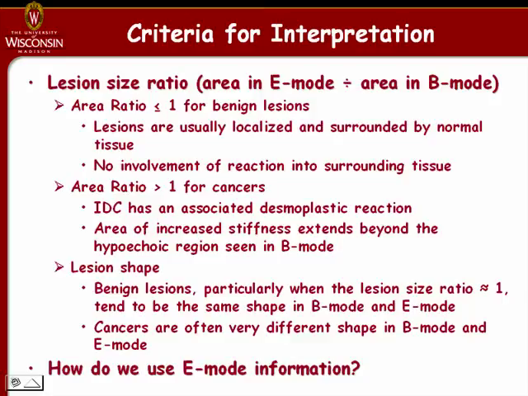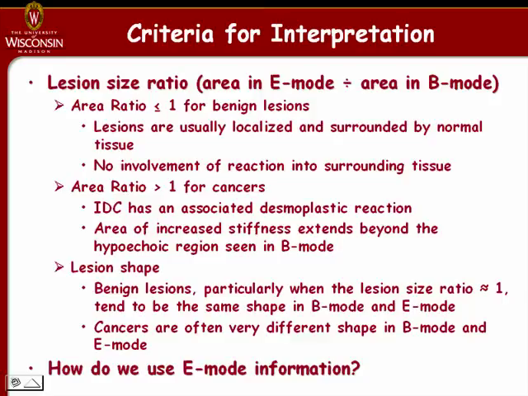On the other hand, when the area ratio exceeds 1, that's more likely to be cancer. If we think about invasive ductal carcinoma, there is a typical associated desmoplastic reaction that surrounds the tumor, and that causes an area of stiffness that's larger than what we see in the B mode image as the hypoechoic tumor.